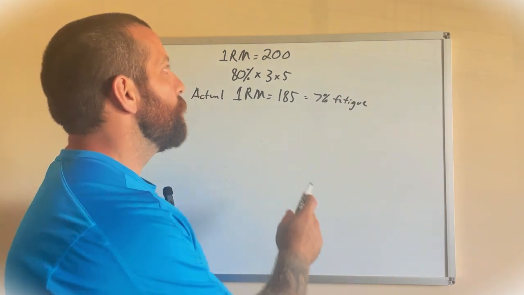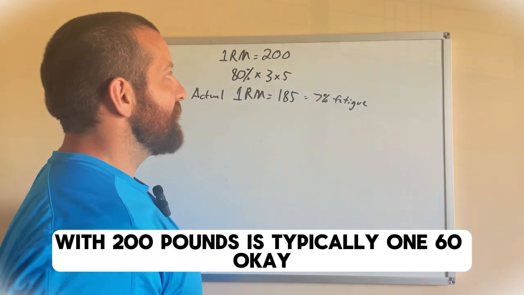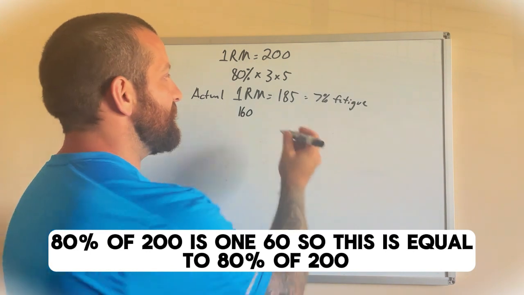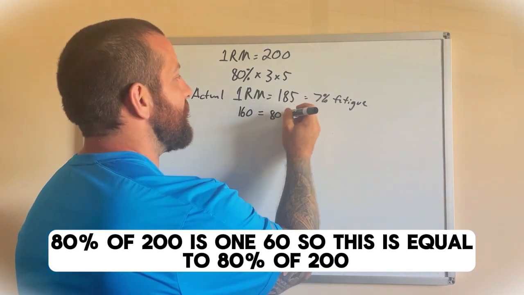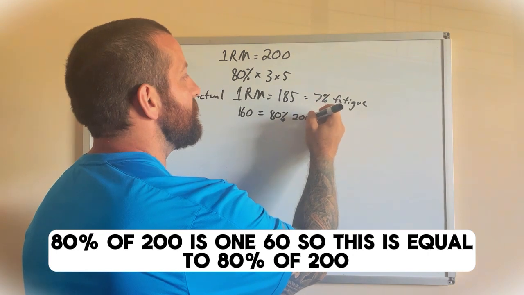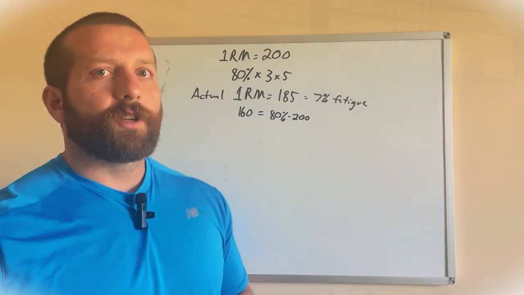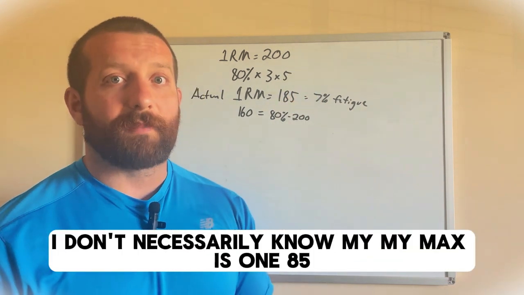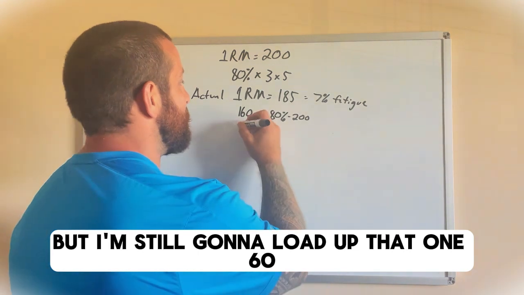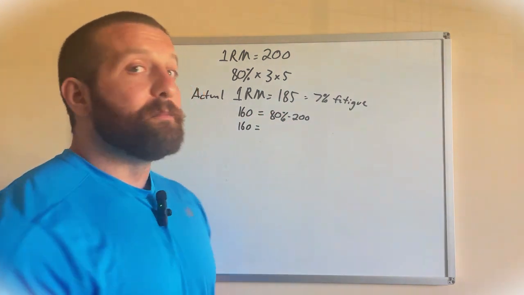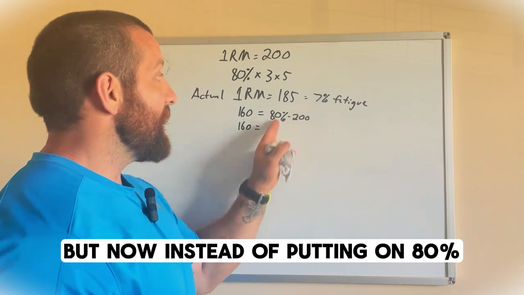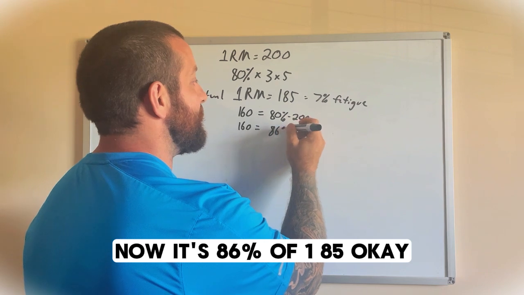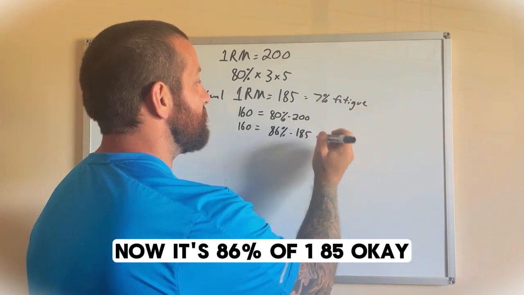My prescription for 80% with 200 pounds is typically 160. 80% of 200 is 160. So this is equal to 80% of 200. Now that I'm fatigued, I don't necessarily know my max is 185, but I'm still going to load up that 160 because that's what the percentage calls for. But now, because of this reduced max, it's 86% of 185.